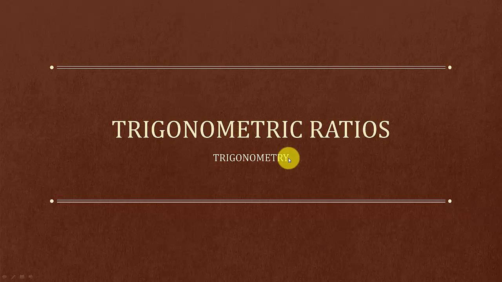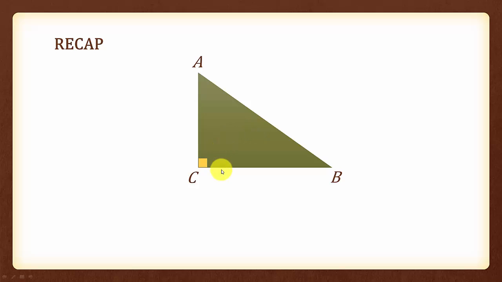In this topic, we are going to learn about trigonometric ratios. Let's start off with a quick recap. Given a right-angled triangle ABC, do you know where the hypotenuse is? Yes, it is the side that is opposite the right angle. Some identify this side by looking for the longest length.